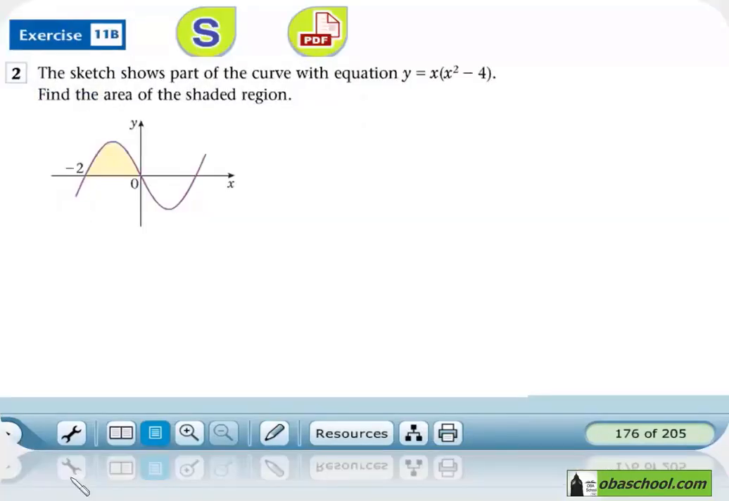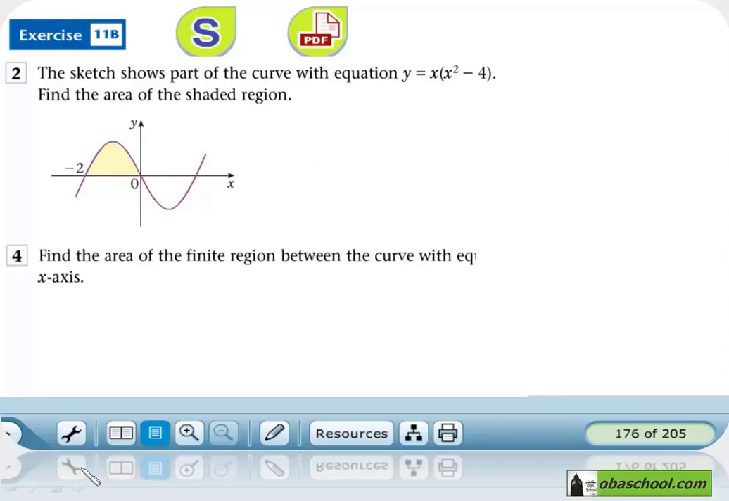In the same way, you can solve this exercise. The sketch shows part of the curve with an equation that is cubic. Find the area of the shaded region, which is bounded between the curve and x equals minus 2 and x equals 0. You multiply this bracket, then you integrate, and then you substitute the limits. Also, you can solve this exercise. Find the area of the finite region between the curve with the equation y equals (3 minus x) multiplied by (1 plus x) and the x-axis. This is a quadratic equation just like the one we solved now. Finite region means that they want the specified area.